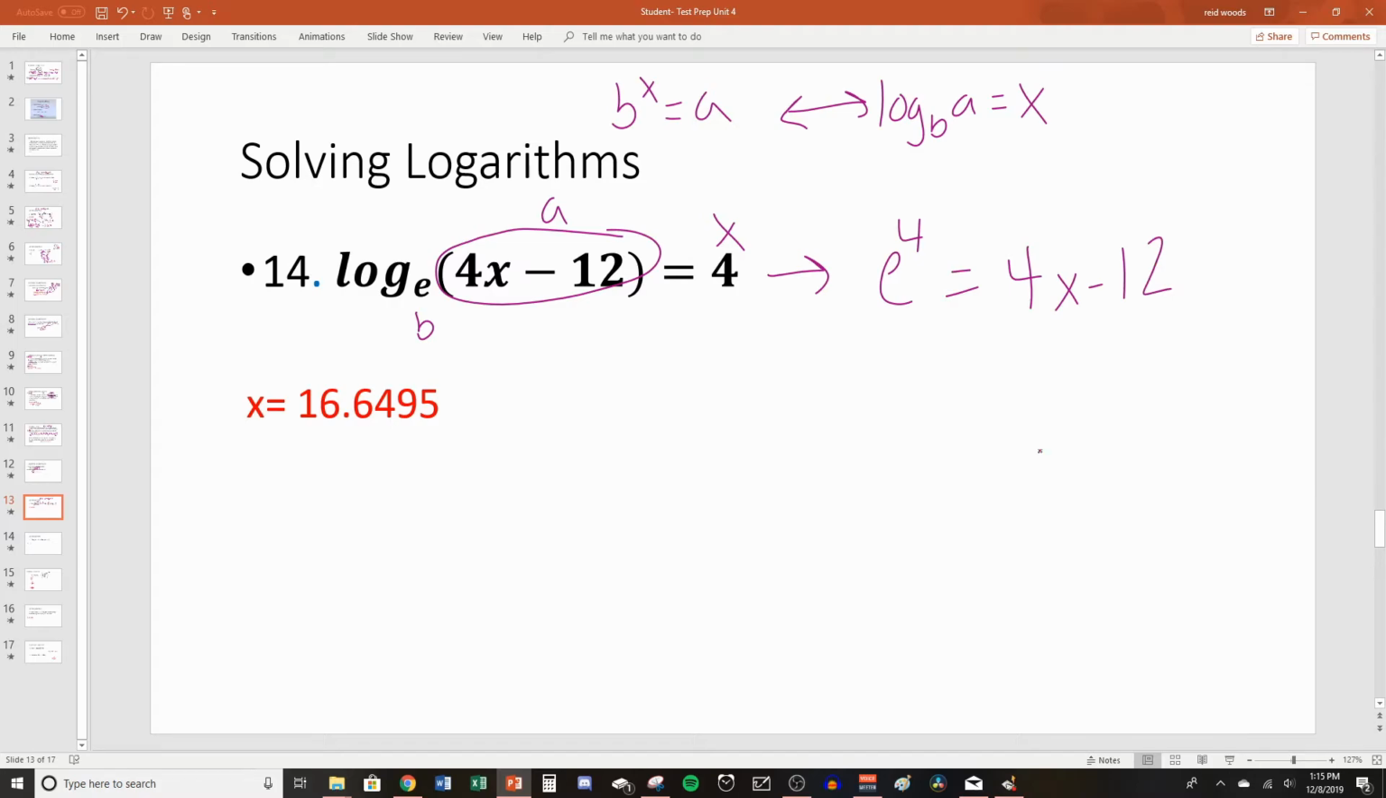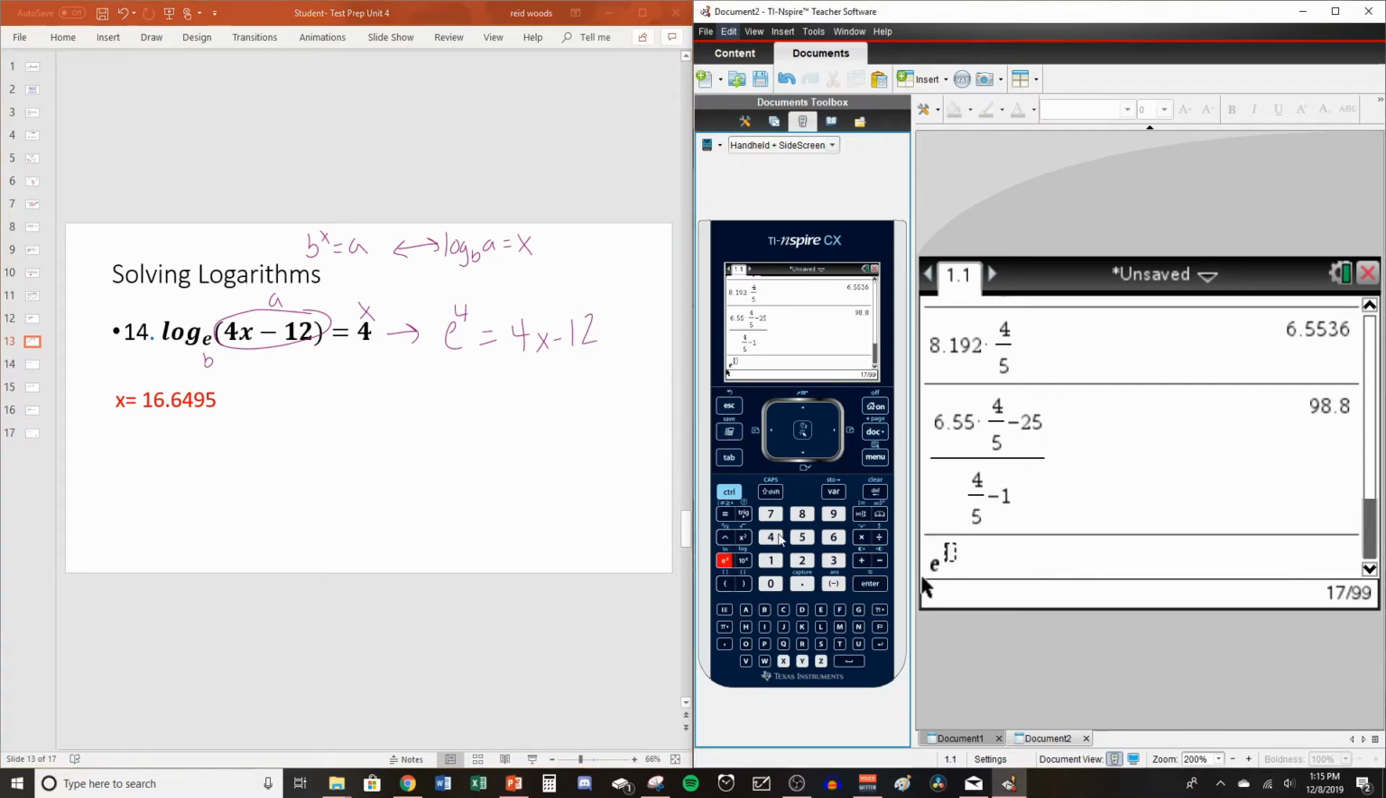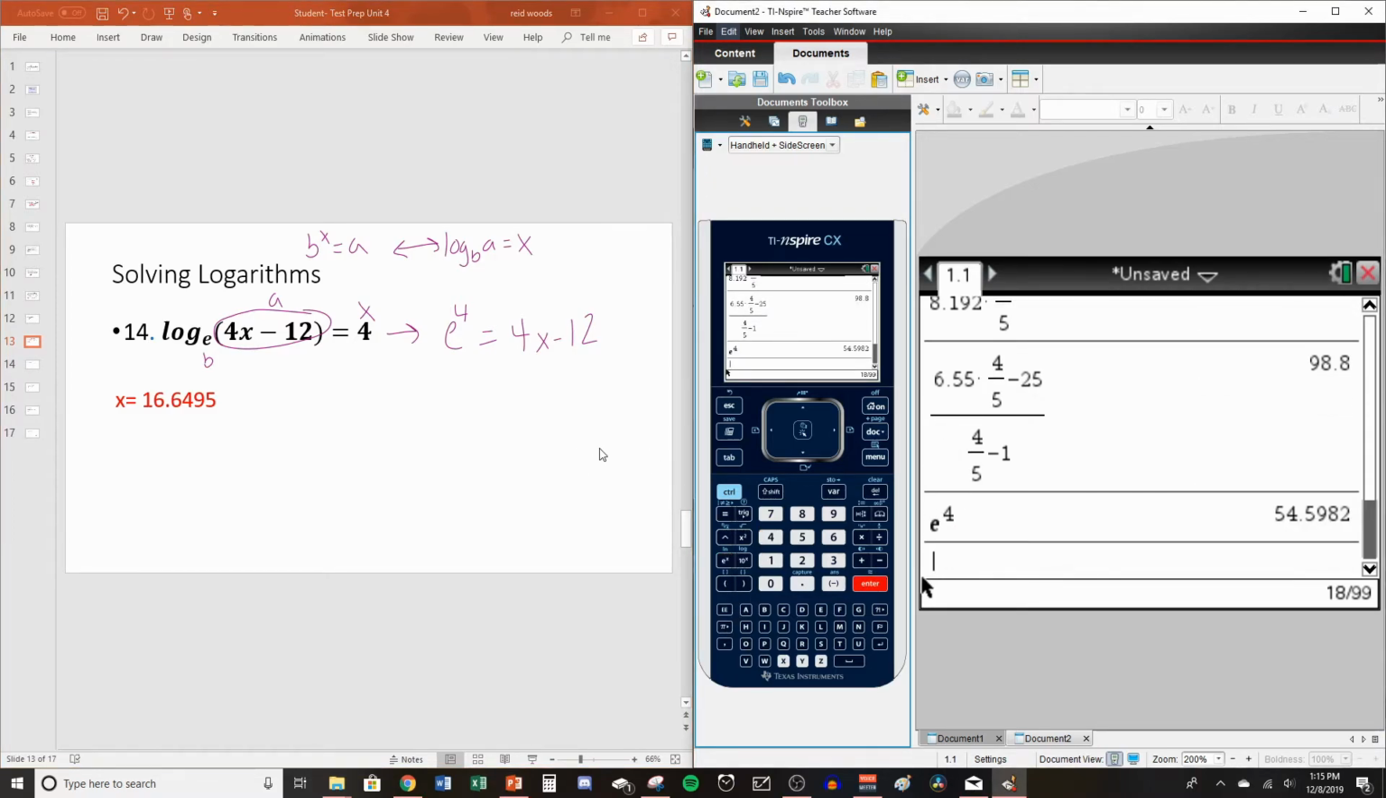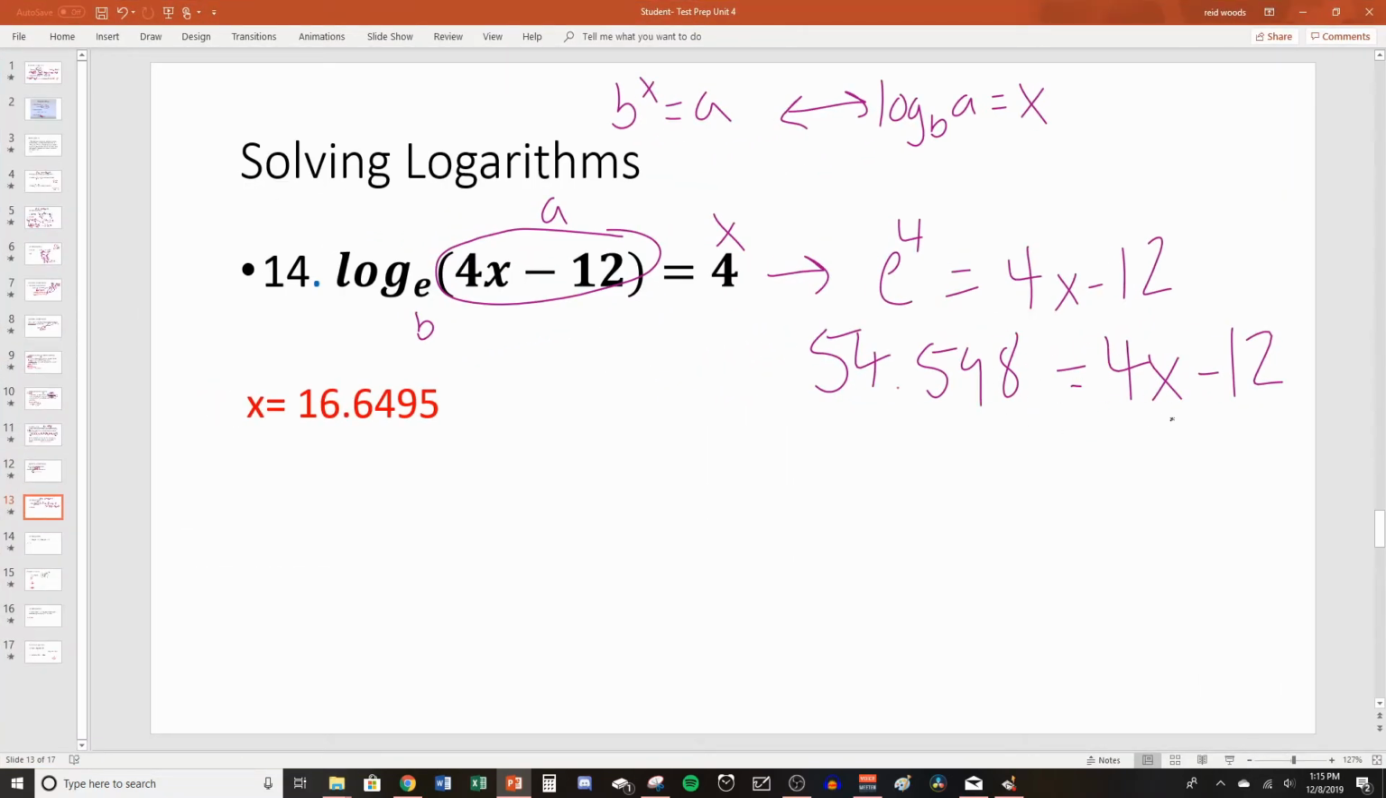So really all I need to do is figure out what e to the 4th is. So let's look at that. e right here, raised to the 4th, is 54.598. 54.598 is equal to 4x minus 12. The good thing is that all we have to do now is just our algebra. The first thing I'll do is add 12 to both sides. This is going to get me 66.598 equals 4x.